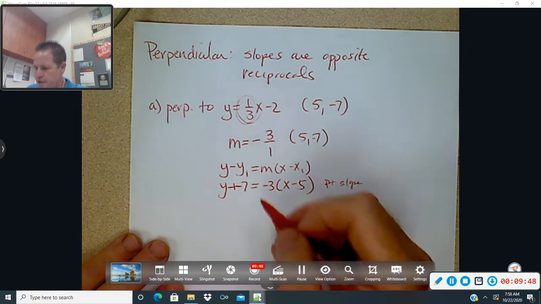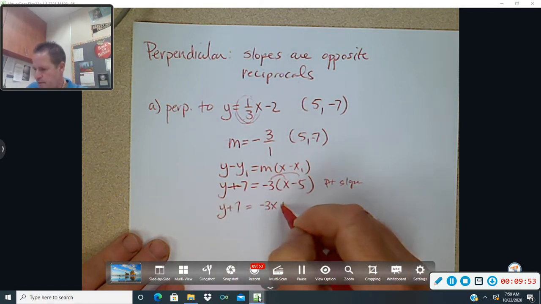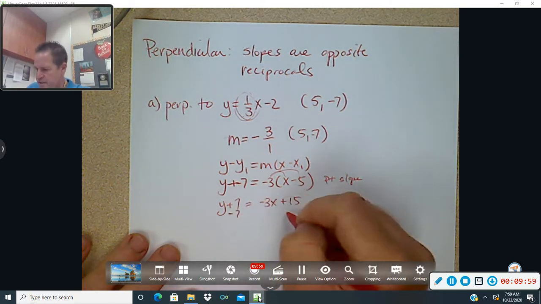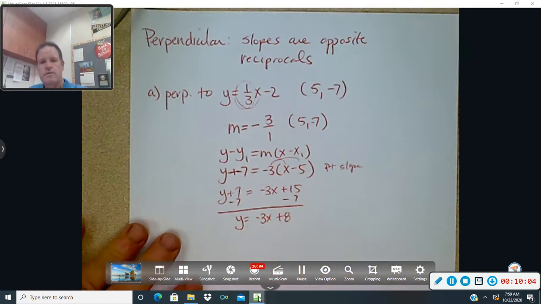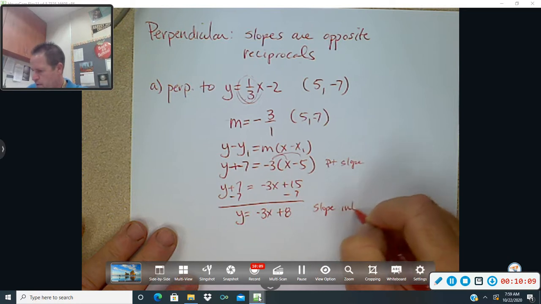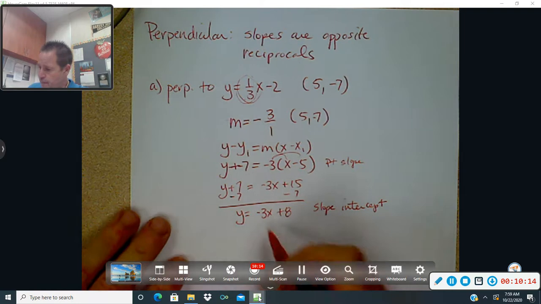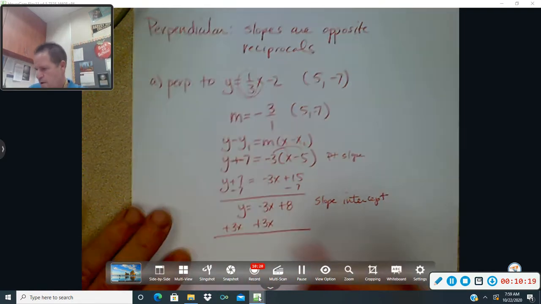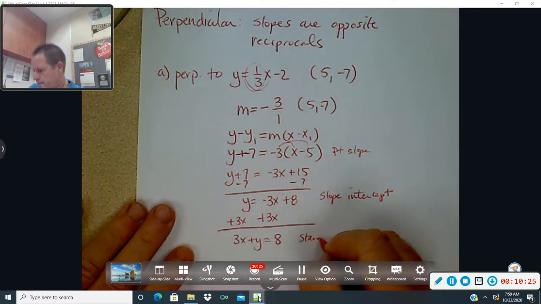Let's go for slope intercept now. So we distribute the negative 3. So you'd have y plus 7 equals negative 3x plus 15. Go ahead and subtract the 7 to the other side to get y equals negative 3x plus 8. And there would be your slope-intercept. And now to get standard form, I just got to move this 3x over there. So add over 3x. And you got it. 3x plus y equals 8. Standard form.